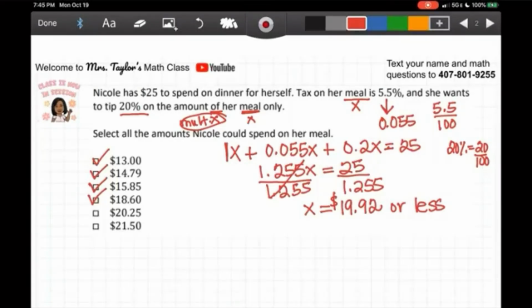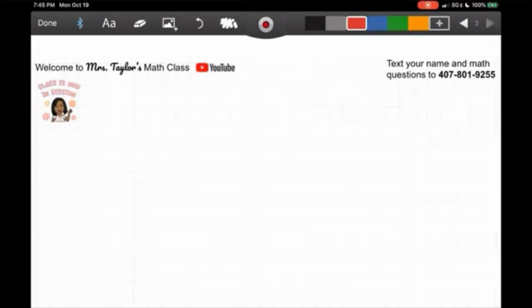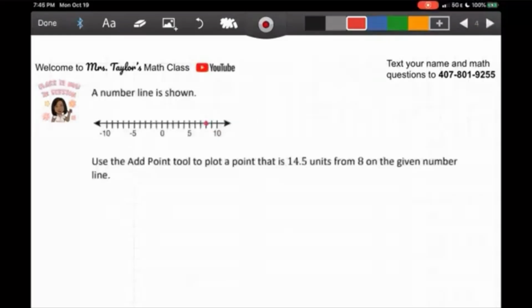Okay, let's go to another problem. For this question here, it says a number line is shown. It says use the add point tool, that's something that's on FSA, to plot a point that is 14.5 units from 8 on the given number line.